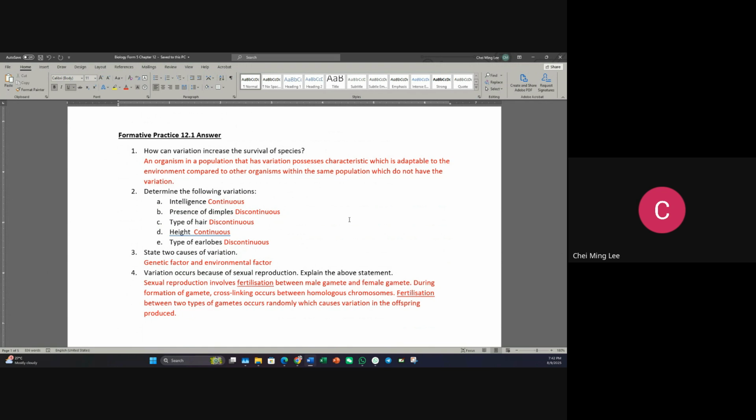Sexual reproduction involves fertilization between male and female gametes. During the formation of gametes, crossing over occurs between the homologous chromosomes. Fertilization between two types of gametes occurs randomly, which causes variation in the offspring produced.